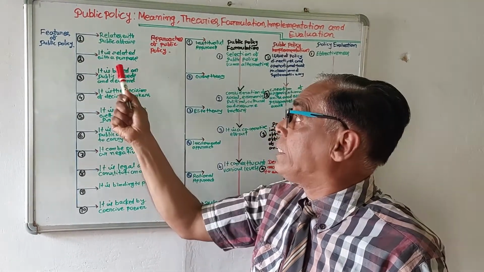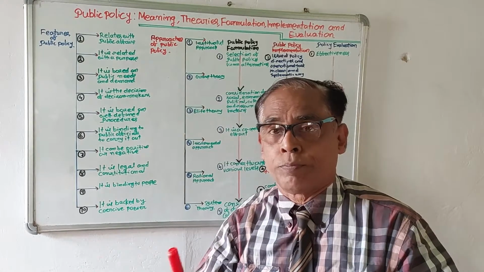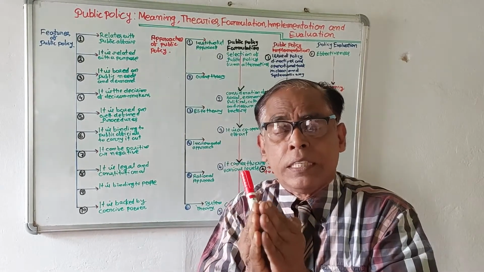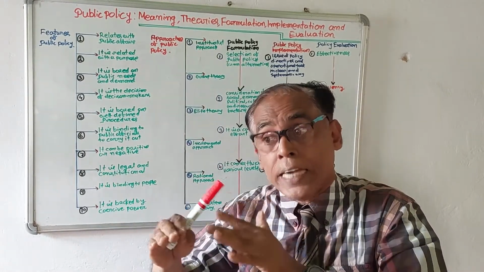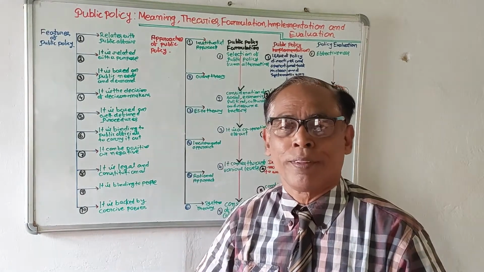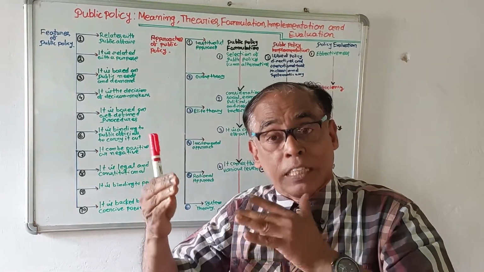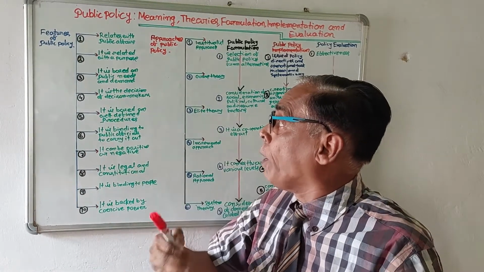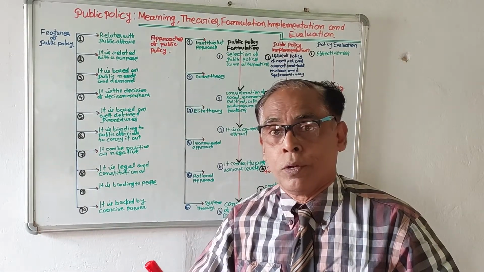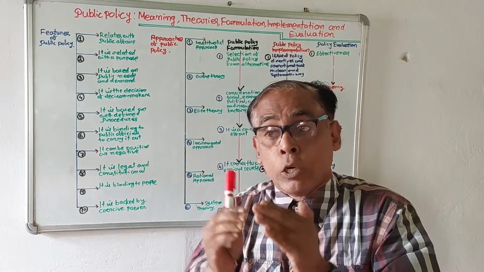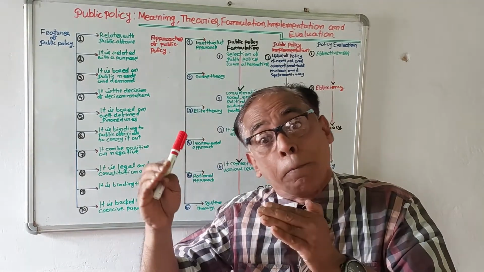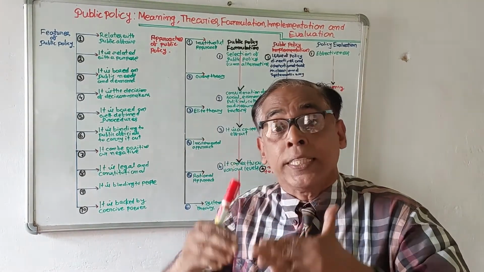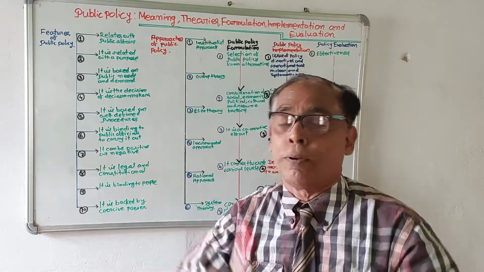And number two, it is related with a purpose. Public policy is not general. It relates with a purpose, like education policy, defense policy, like this. And number three, it is based on public needs and demand. Public policy is a policy which fulfills the needs of people. It addresses the problems of people.